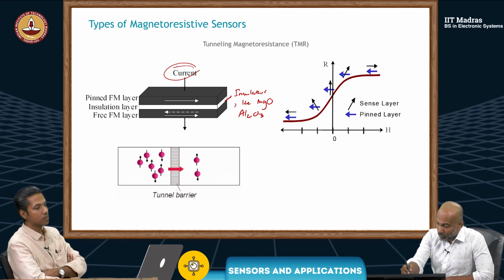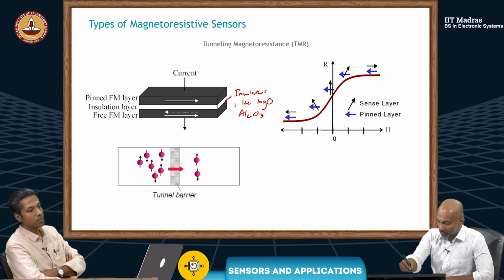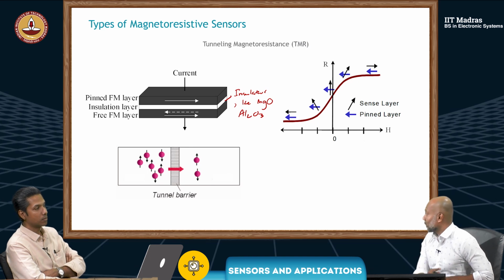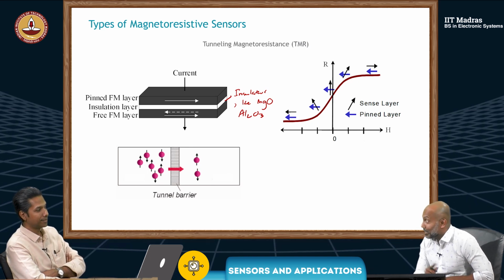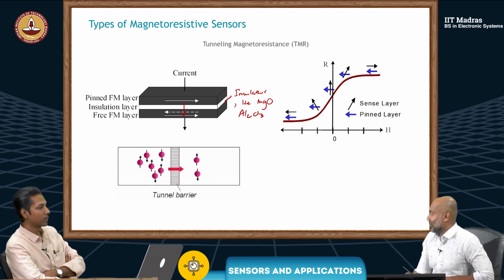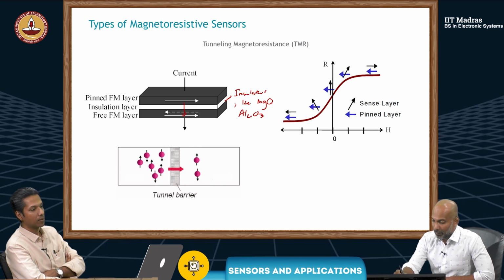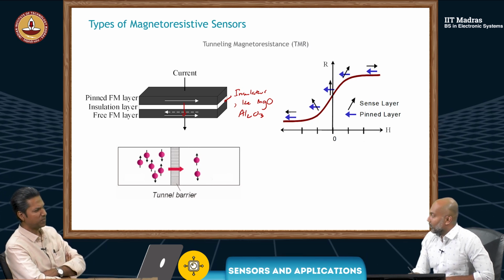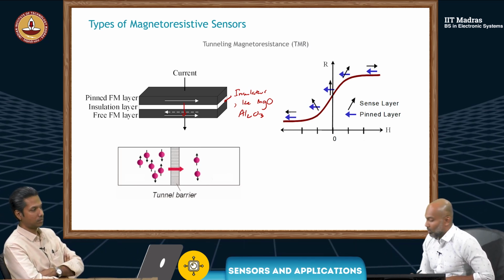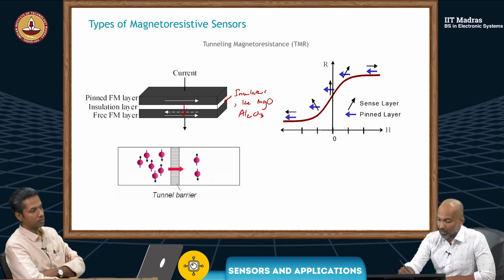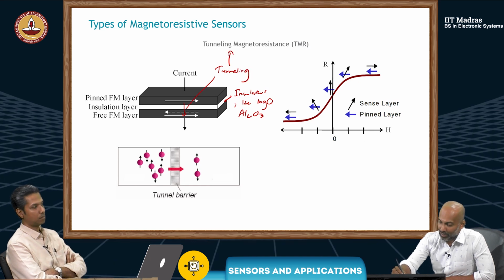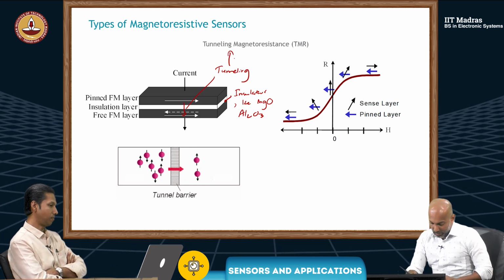But here, current is applied perpendicularly, right? In this case, your electrons, the same electrons we talked about before, don't jump. What they do is tunnel through this insulation layer. It's a very thin layer and acts as a tunneling barrier. So electrons, instead of scattering, are tunneling. And that's why we have this name, tunneling magnetoresistance.